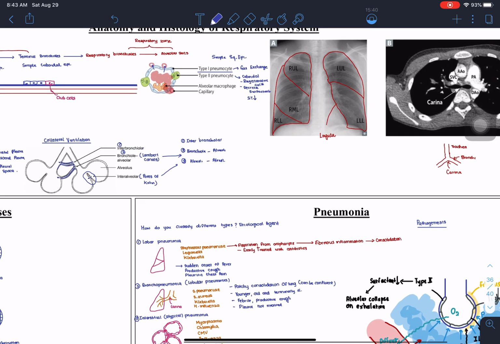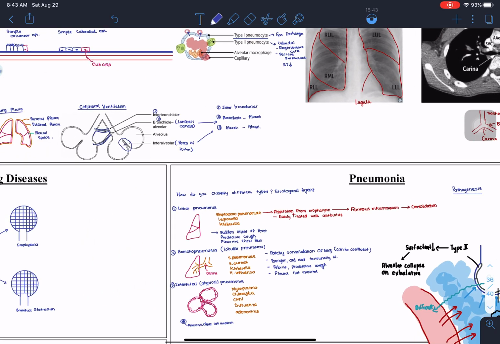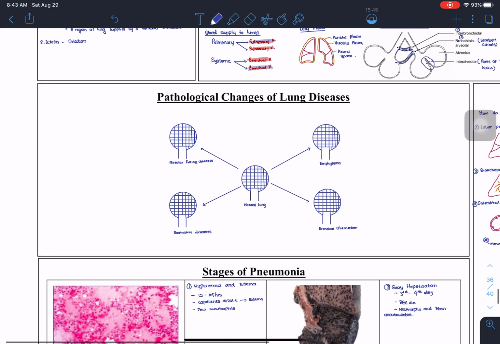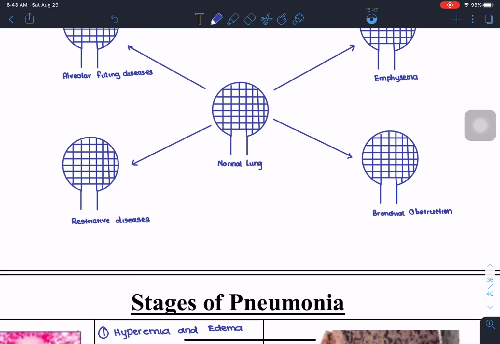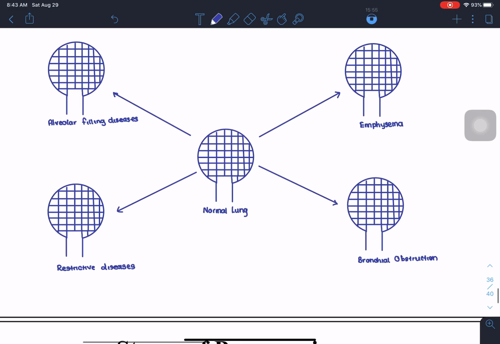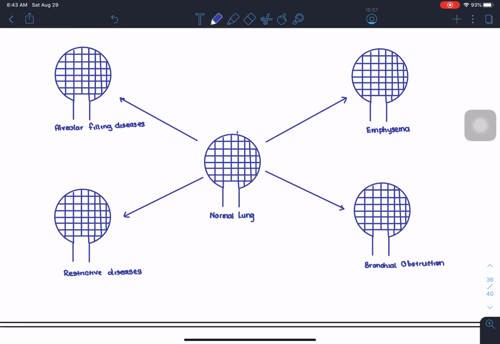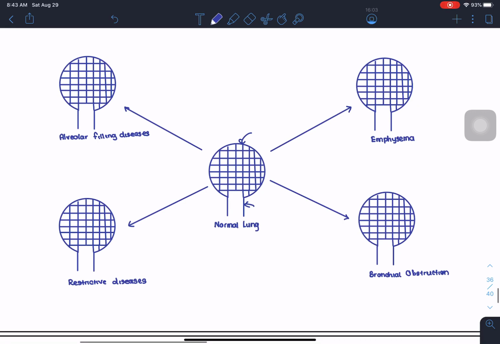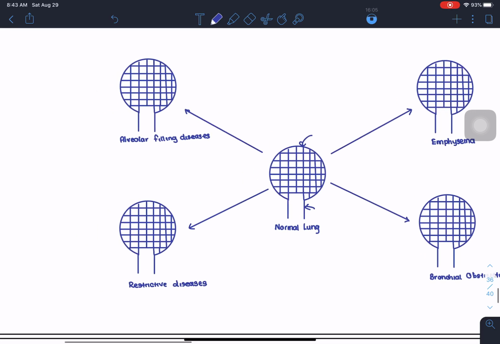So you need to know this and remember. And next we have the main pathological changes of the lung in lung diseases. So I drew the normal lung like this. These are the alveoli, these are the bronchi. So first I will talk about alveolar filling disease.